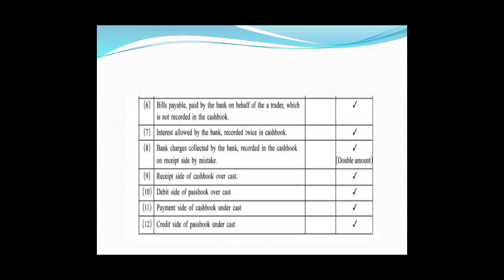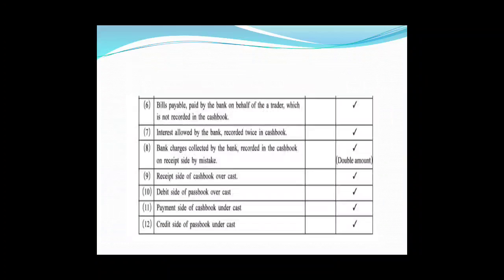So to overcome this, we will have to write at the credit side 2 times, because one time it is supposed to be credited and one time it is wrongly debited. So 2 times we will be crediting in our bank reconciliation statement, so double amount will be credited. Next, receipt side of cash book is overcast. Receipt side is known as debit side, and if the debit side is overcast, we have to credit that.